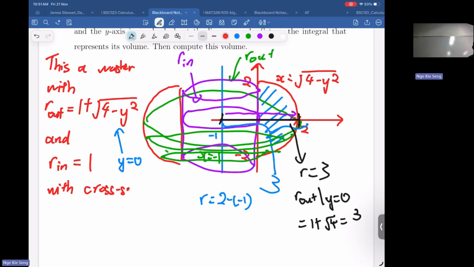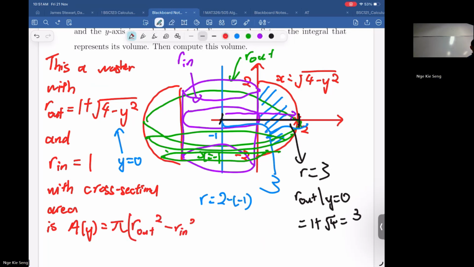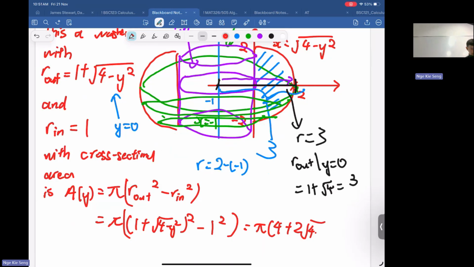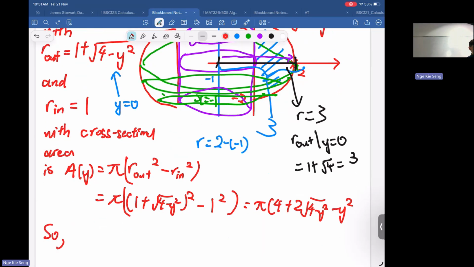Then this has the cross-sectional area A(y) to be pi of R out squared minus R in squared, which is pi of (1 plus square root of 4 minus y squared) squared minus 1 squared, which is pi times (4 plus 2 square root of 4 minus y squared). So the volume is you integrating from -2 to 2 of this A(y).